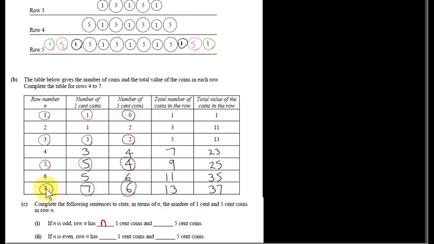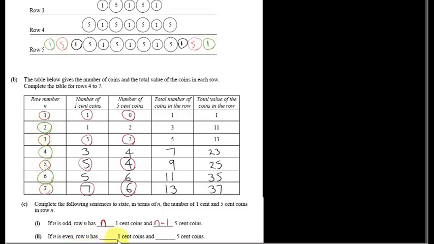So when n is odd, the number of 5-cent coins will be 1 less than n. Well, we write that as n minus 1. So for example, if n is 7, we will have 7 minus 1, or 6 5-cent coins. Now let's look at even values of n. I'll use a different color here. When n is 2 or 4 or 6, these are even values.